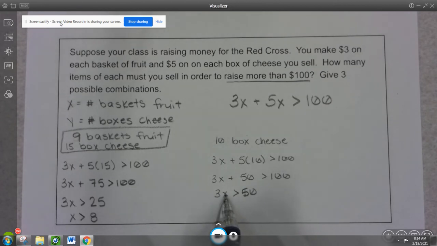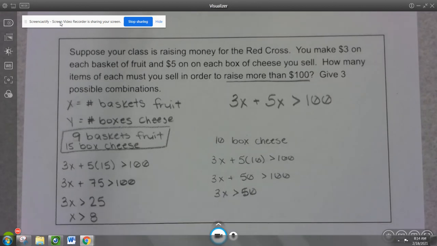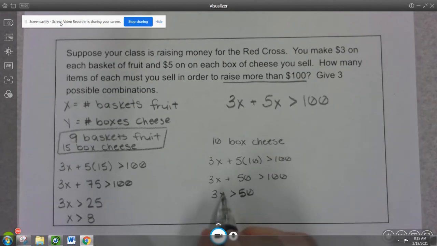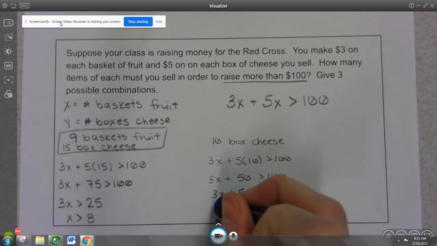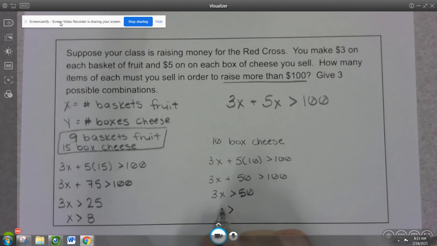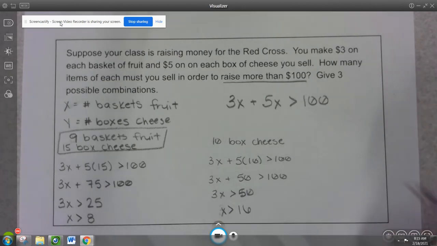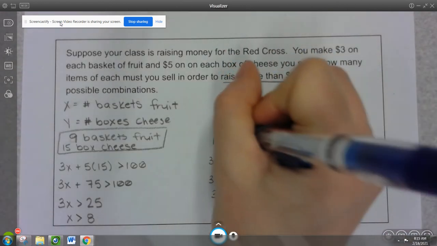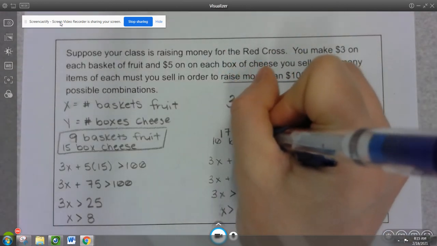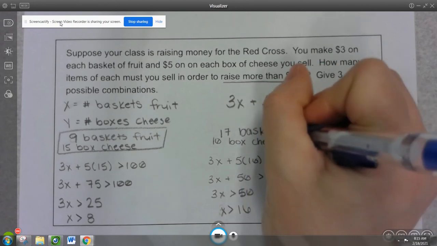let's see, 3 times 15 gives me 45. 3 times 16 would give me 48. So, no, 3x has to be bigger. So x has to be bigger than 16, which means the lowest number of baskets of fruit I could pair with 10 boxes of cheese and meet my goal is 17. I mean baskets of fruit. I don't know if I said that right.